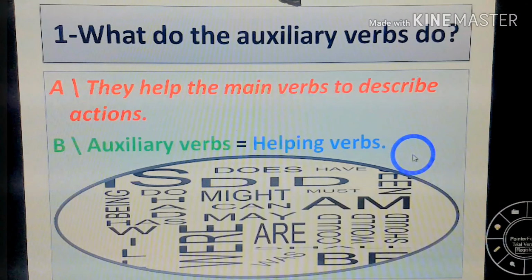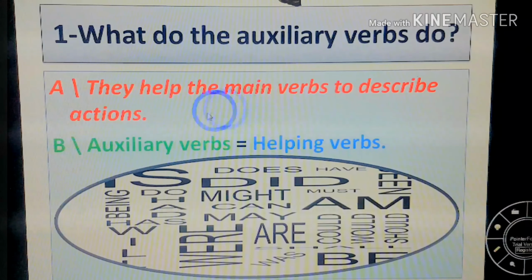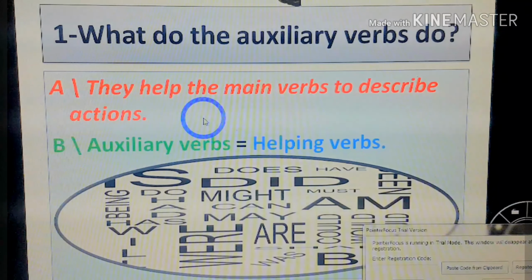Also, I can say the helping verbs, or the auxiliary verbs, help the main verbs to give you full meaning for the sentence. To give you a full sentence or a complete sentence. Okay, the auxiliary verbs help the main verbs to give you full meaning or a complete sentence. That is one of the things the auxiliary verbs help the main verb with: giving you a complete sentence and the full meaning of the sentence. This is it for the auxiliary verbs.